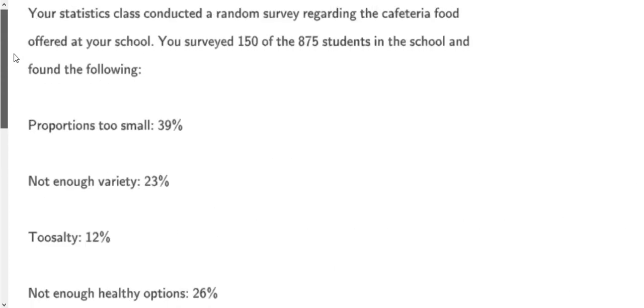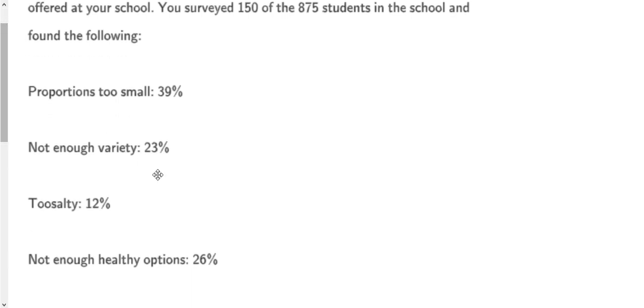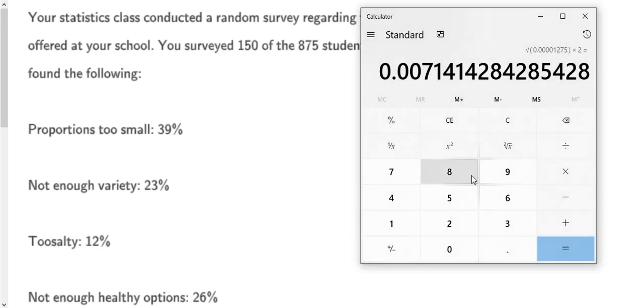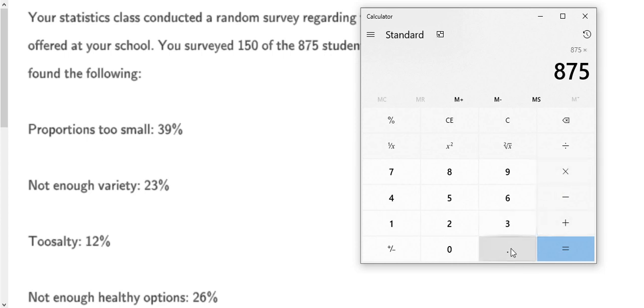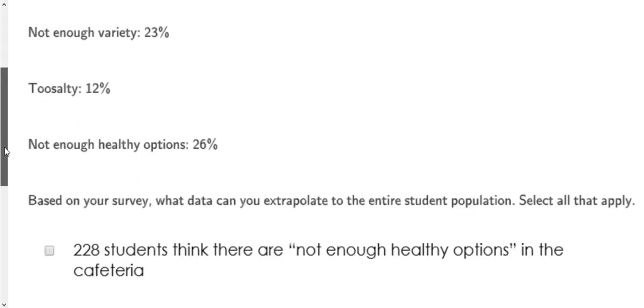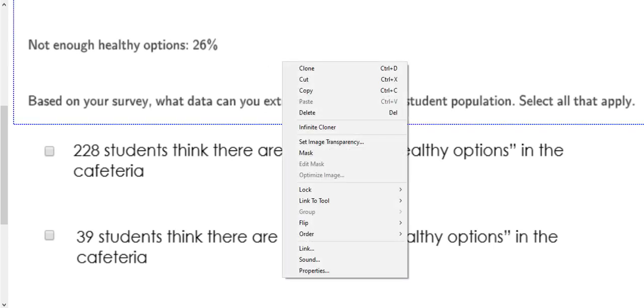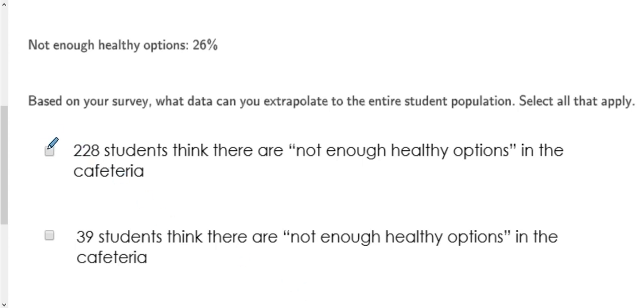Well, let's go back up and look. So, not enough healthy options is 26%. All right. So 26% of these 150 students thought that there were not enough healthy options. Now, if that's a valid random sample, we should be able to expand that out to the student population. So we need to find out what 26% of 875 is. So 875 students times 0.26, that's 26%, equals 227.5. Well, this is 228. That appears to me to be a good answer. All right, so we're going to say, yeah, that's one of them.